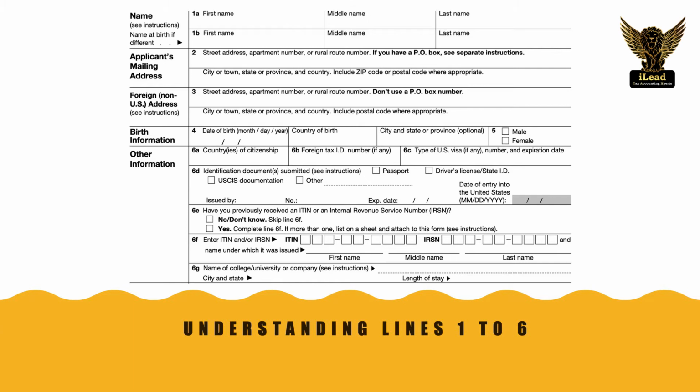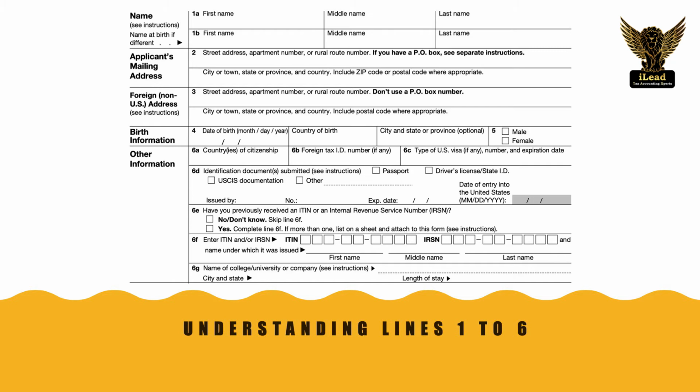And you see line number 3 there, the foreign address. This needs to be the address that is normally there on the passport. So if you are somebody from India, the Indian address on the Indian passport is normally entered here. And then line number 4, date of birth, please enter the date of birth, and because it is US, we follow month, day and year format.